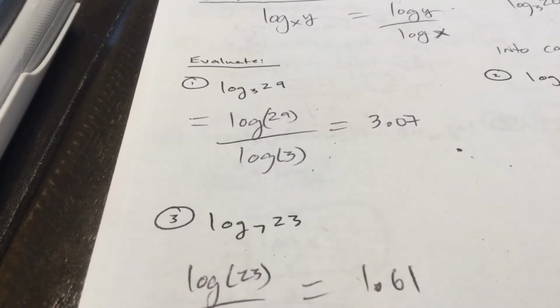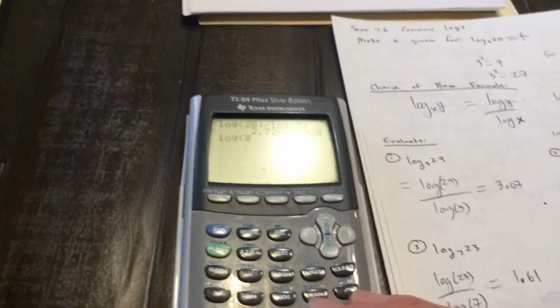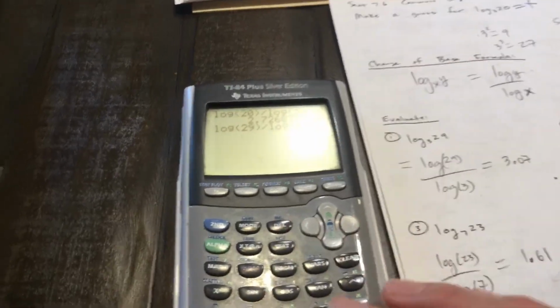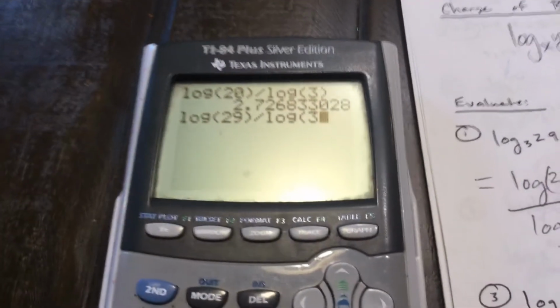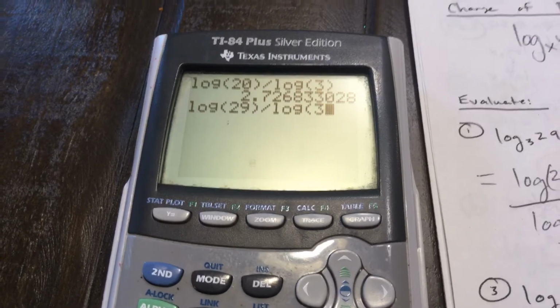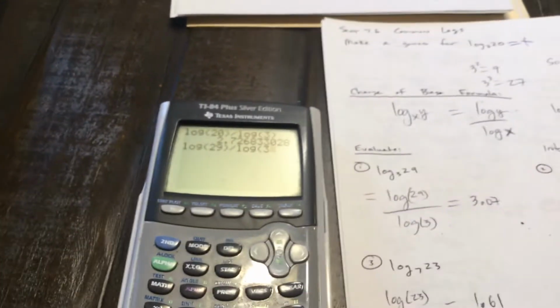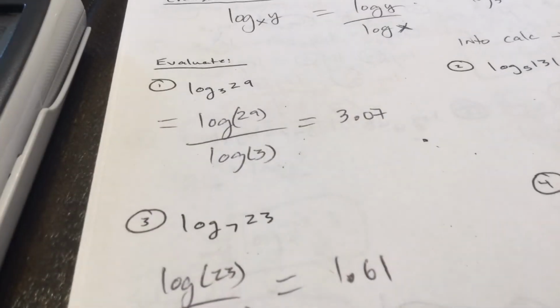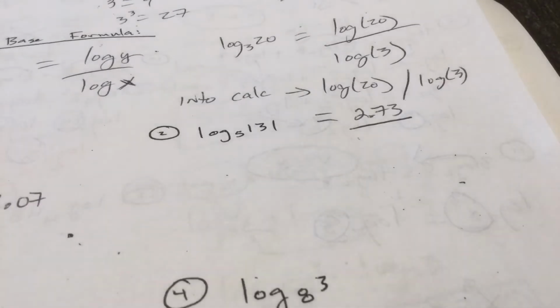All right. Log base 3 of 29 would simply be log of 29 divided by log of 3. One more time with typing it in, and then you're good to go. Log 29, close that parenthesis, divided by log 3. I don't really need to close that second parenthesis. I just need to make sure I close the parenthesis after 29. And I get 3.07. All right, know how to round. You can do number 2 on your own.